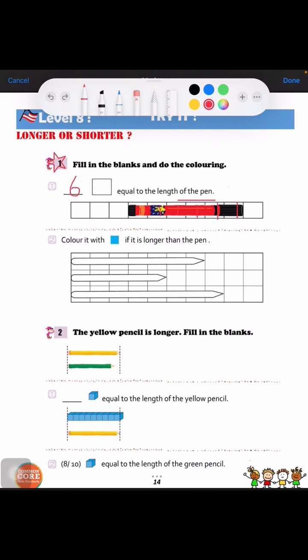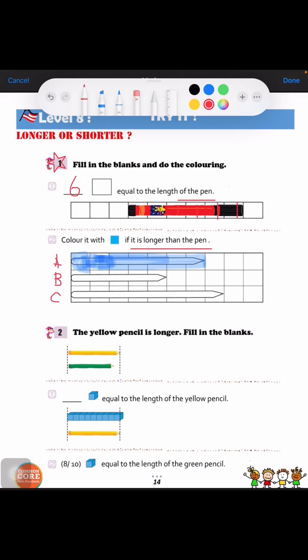Color it with blue color if it is longer than the pen. There are 3 pens, pen A, pen B, and pen C. Which of them are longer than the pen on top? The length of the pen on top equals 6 squares. How about pen A? How many squares equal the length of pen A? 1, 2, 3, 4, 5, 6, 7. 7 squares. Is it longer than the pen on top? Yes, it is longer than the pen on top, so we color this pen with blue color.